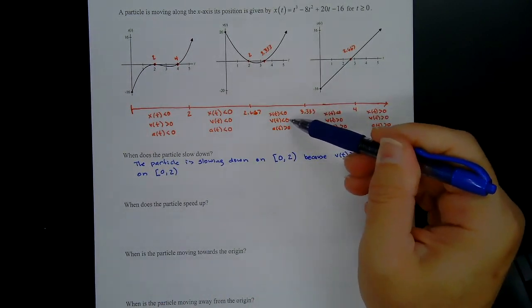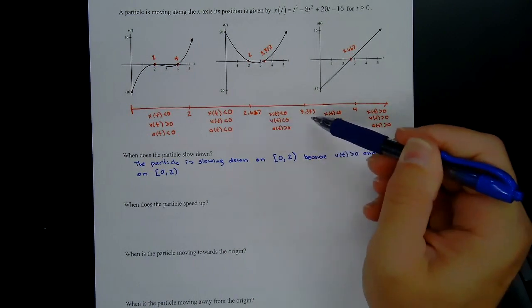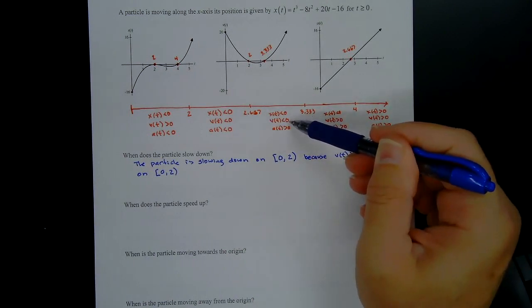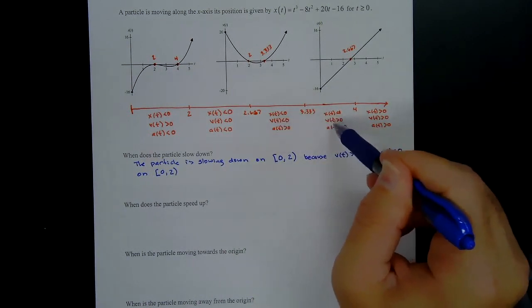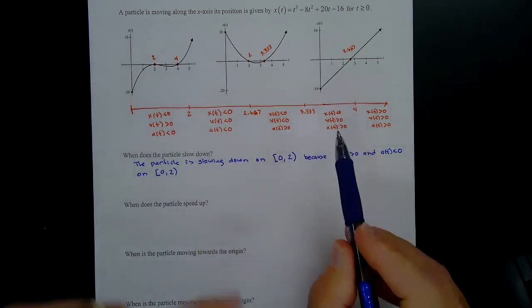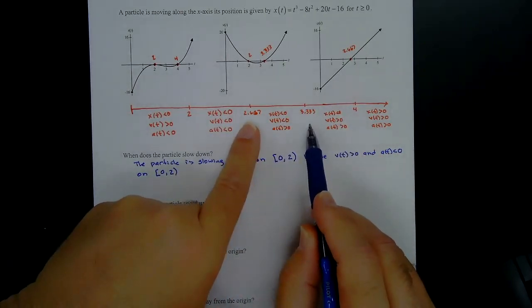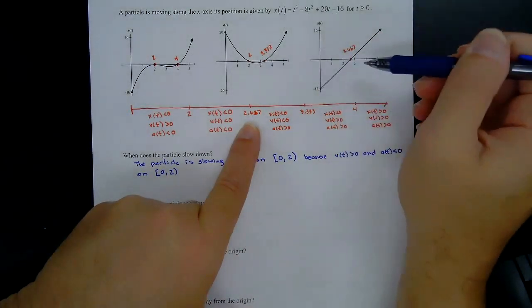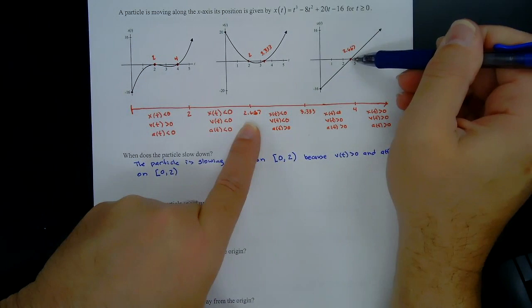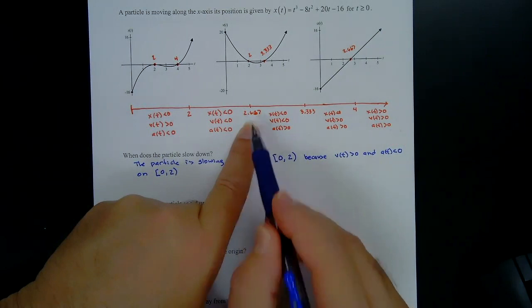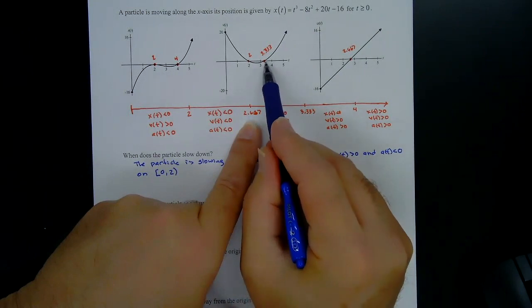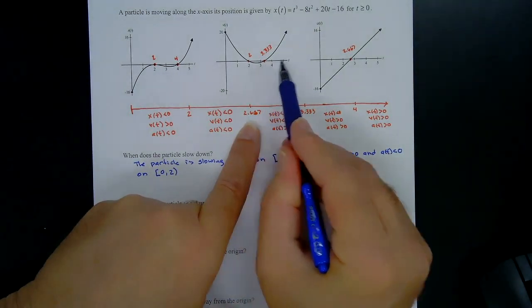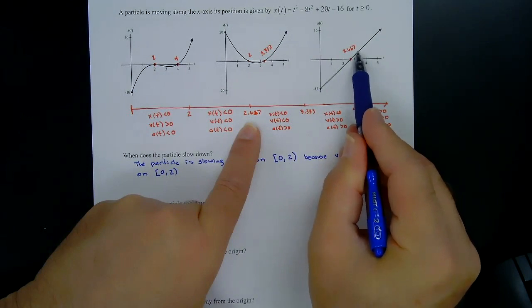So right here, from 2.667 to 3.333, my velocity is negative and my acceleration is positive. So I'm slowing down here, but I'm not slowing down here, and I'm not slowing down before that. So I'm looking at these two. At 2.667, the velocity is negative, but the acceleration isn't negative or positive because it's 0. So I can't include 2.667. I also can't include 3.333, because at 3.333, the velocity is 0, the acceleration is positive.